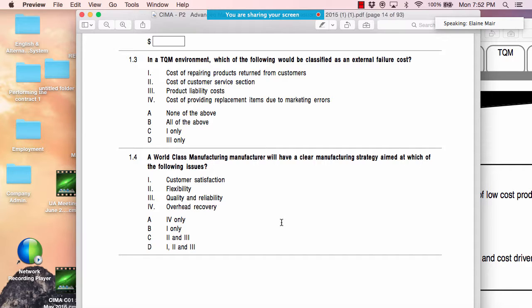What did I go with? A, the overhead recovery. Right. A world-class manufacturer will have a clear manufacturing strategy aimed at which of the following issues?